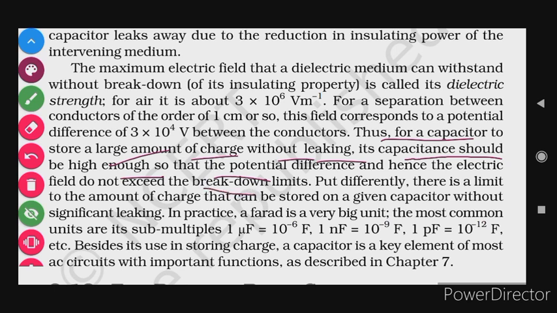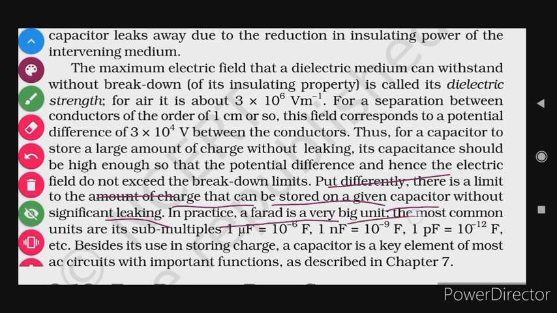As I already told you, if I take the capacitance as high as possible, if I take a conductor of high capacitance, then it can have more charges at low potential difference. We don't want the potential difference to increase, otherwise there will be leakage. Put differently, there is a limit to the amount of charge that can be stored on a given capacitor without significant leaking. This I also explained to you.